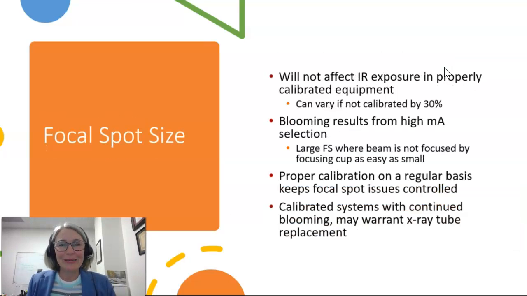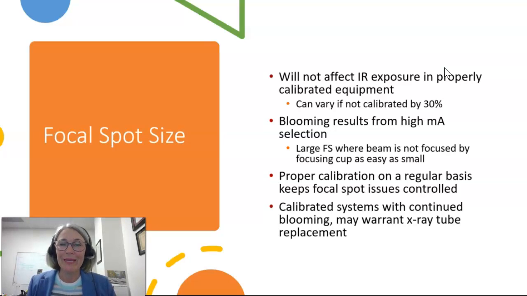All right, focal spot size. So this is the one I told you I was going to talk to you about. So we haven't talked about this before. It will not affect the IR exposure in a properly calibrated unit. Now, they've compensated for this, okay? Now, if your unit is not properly calibrated, it can vary by 30%. 30% going from small to large. 30% in your IR exposure. That's crazy.